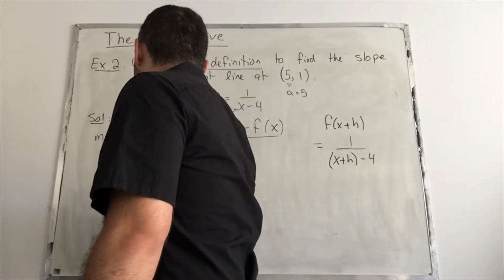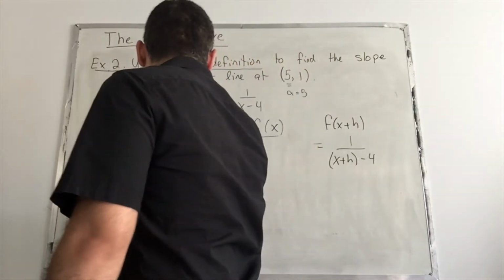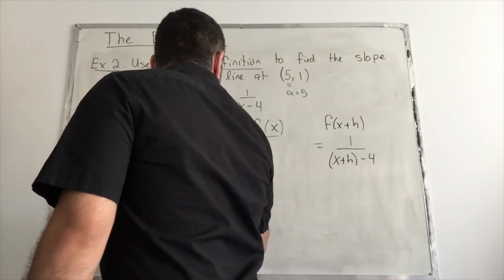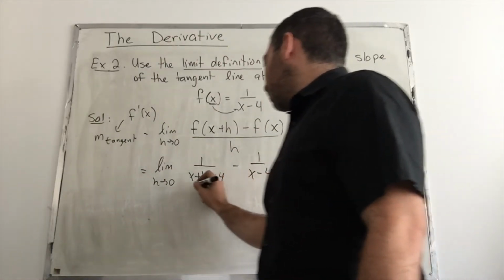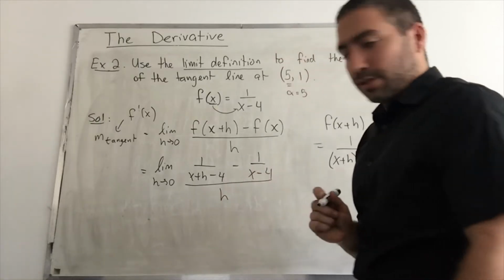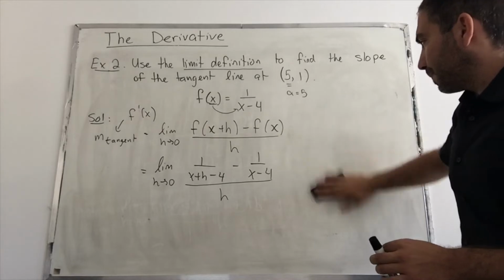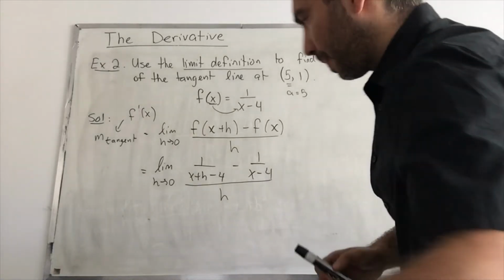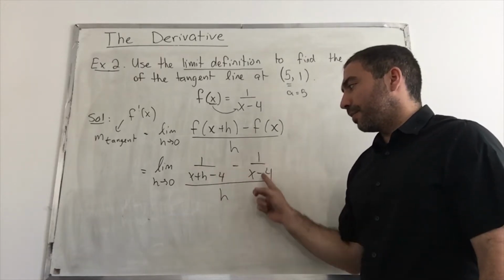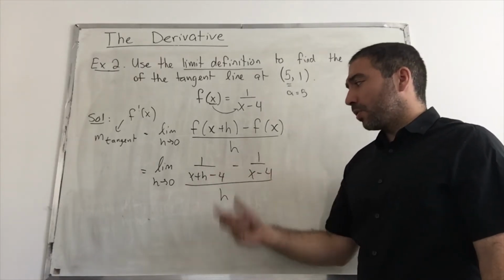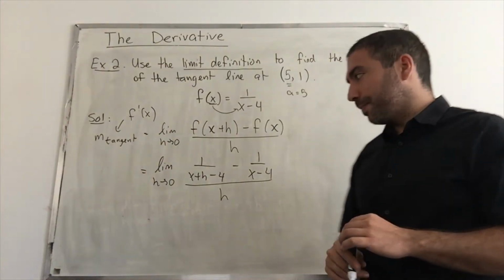So we're taking the limit as h goes to 0. F of x plus h is 1 over x plus h minus 4 minus 1 over x minus 4, all this over h. So again, these are just a bit computational. The next step here, if we focus just on the numerator, what you notice is that you have a fraction subtracted by a fraction. So whenever you're subtracting or adding fractions, our goal is to find a common denominator.